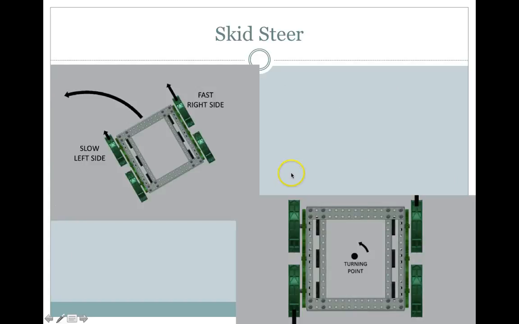And there you can see an example of how it's turning. This side's moving forward slower than this side. And this would be like a zero radius turn. This side's moving forward and this side's moving backwards.